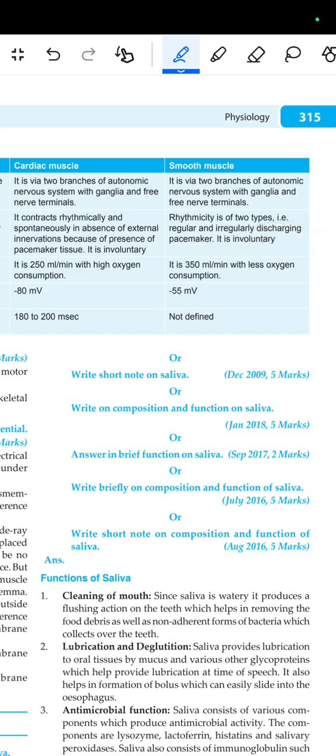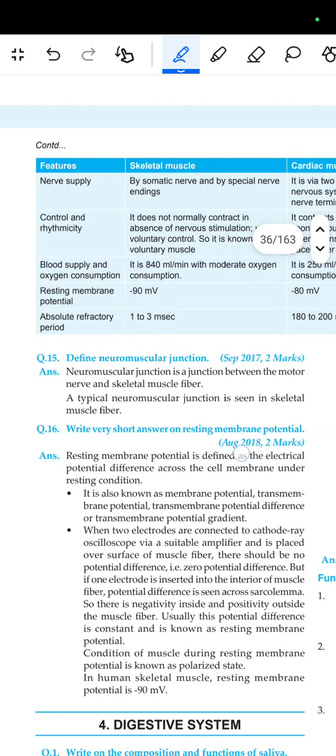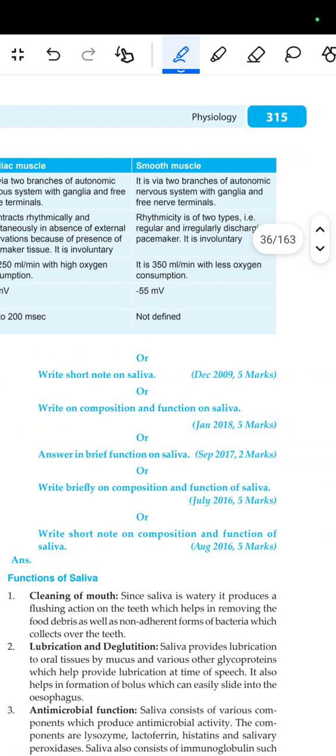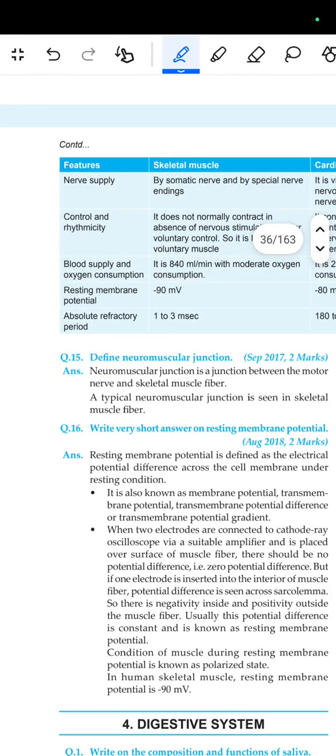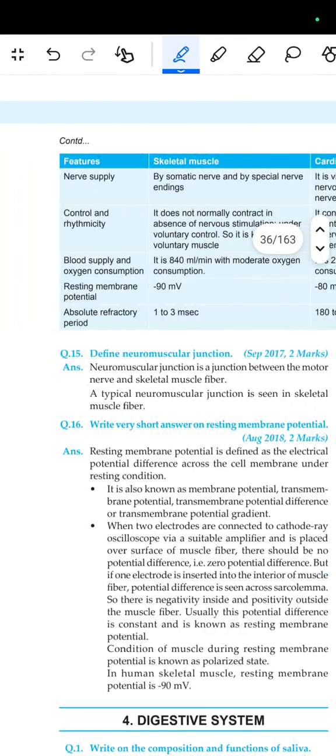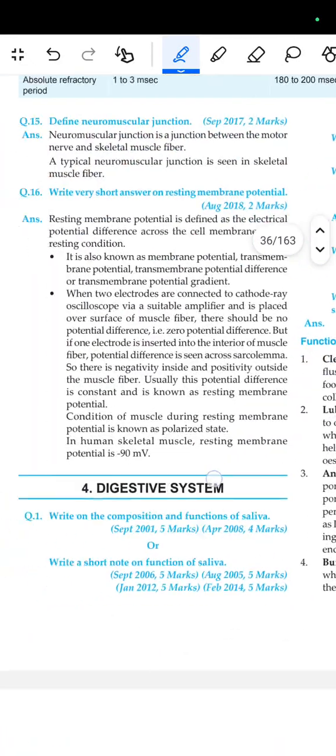Rhythmicity is of two types, that means regular and the irregularly discharging pacemaker. It is involuntary. Blood supply in oxygen consumption, it is 350 ml per minute with the less oxygen consumption. Resting membrane potential -55 mV and absolute refractive period is not defined.